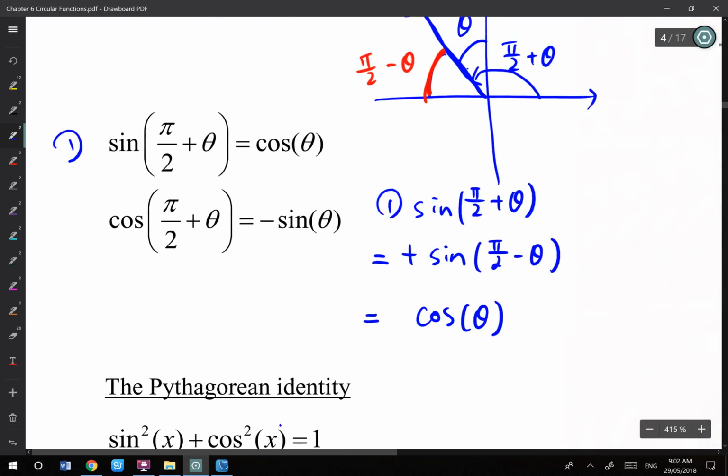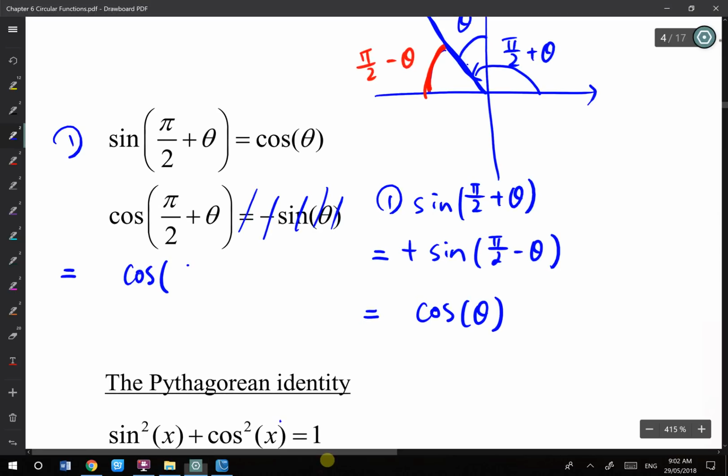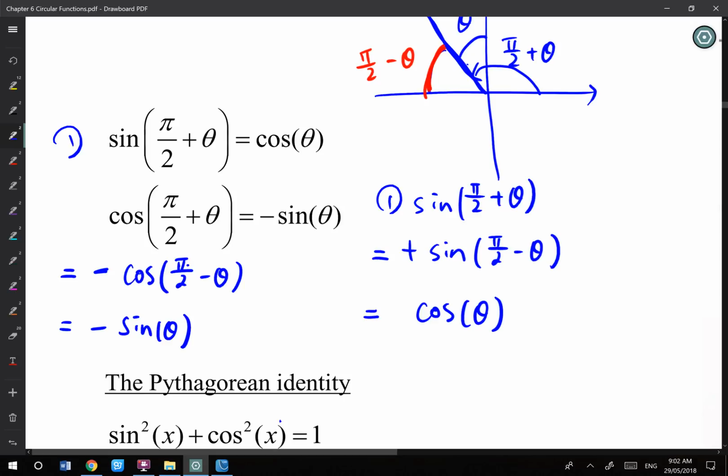For the cosine one, it's easy. Cosine of pi over 2 plus theta, I can change into the reference angle. But you know that's the sine quadrant, so cosine will be negative. So it's negative cosine of pi over 2 minus theta, and you know that's minus sine theta. And that's how we get the right hand side. Not a proper proof, but that's how you can remember and work it out.